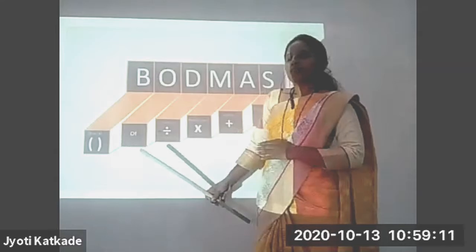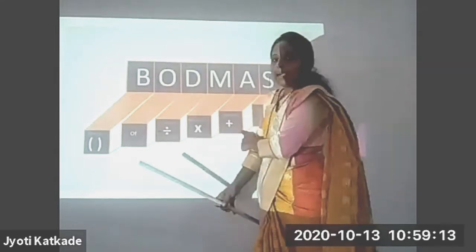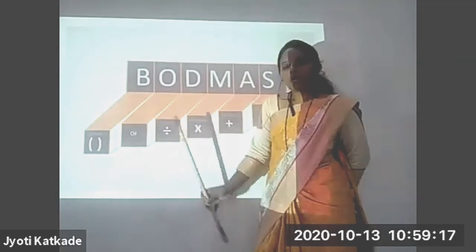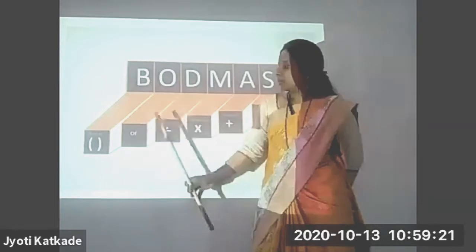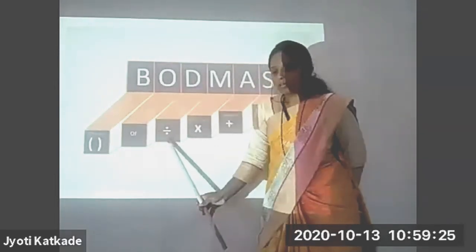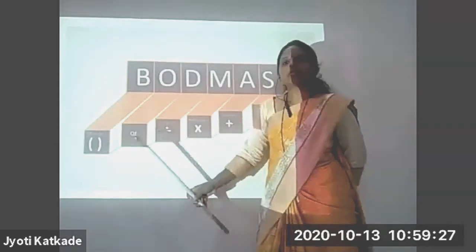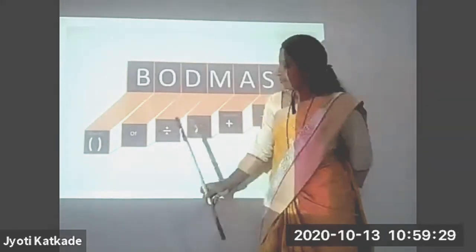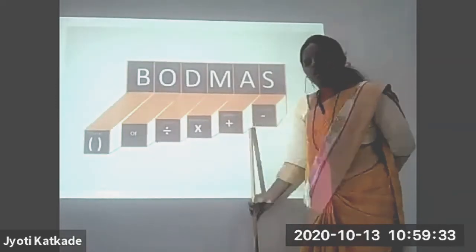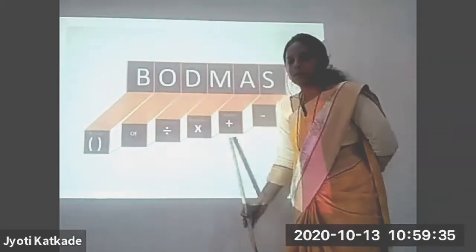But don't add before the division or the multiplication. First we have to do division and multiplication. Okay. Means first of all solve bracket, then solve division or multiplication which occurs from left to right, and after that solve addition or subtraction which occurs from left to right.